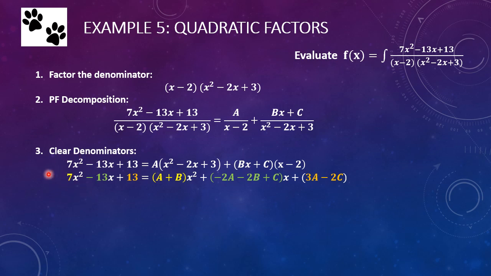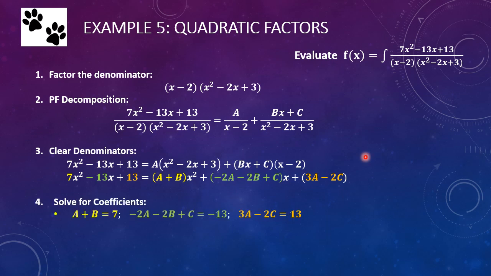So the coefficient in front of x squared should be 7. So a plus b equals 7. The coefficient in front of x is negative 13. So negative 2a minus 2b plus c equals negative 13. And then the constant is 13. And so 3a minus 2c equals 13.